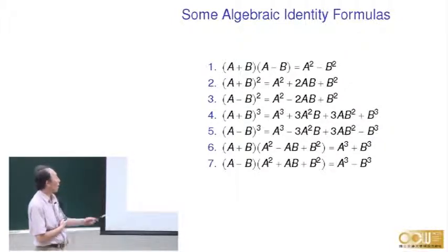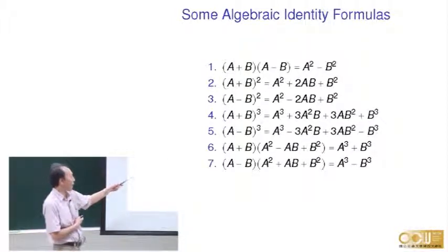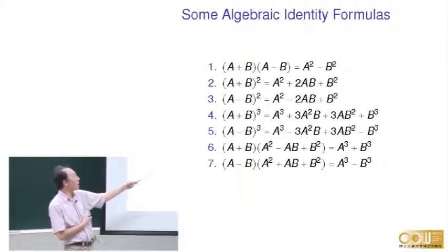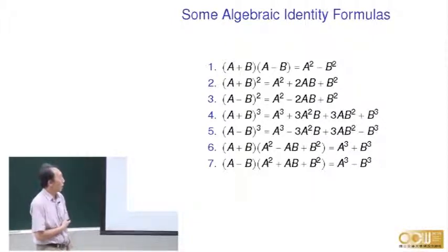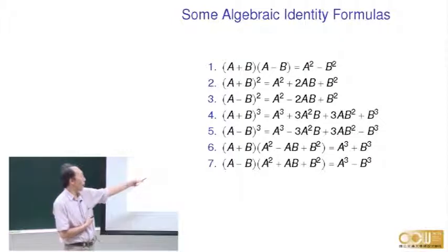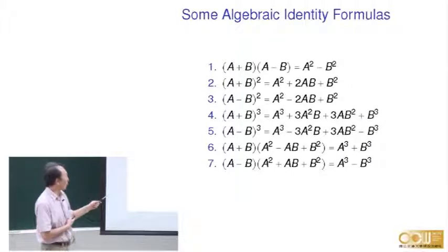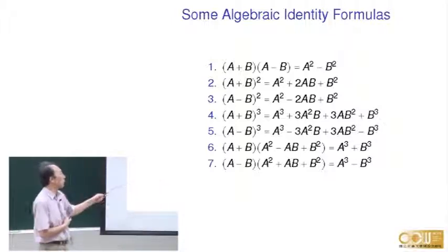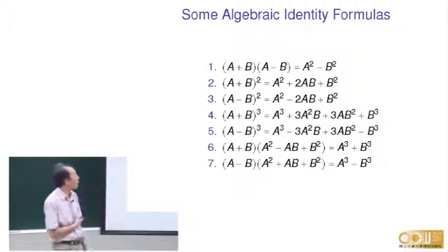And the sixth one is this: a plus b times (a squared minus ab plus b squared) equals a cubed plus b cubed, which we call the sum of two cubes. And you might imagine that the seventh one will be the difference of two cubes, which it is. The difference of two cubes equals a minus b times (a squared plus ab plus b squared).